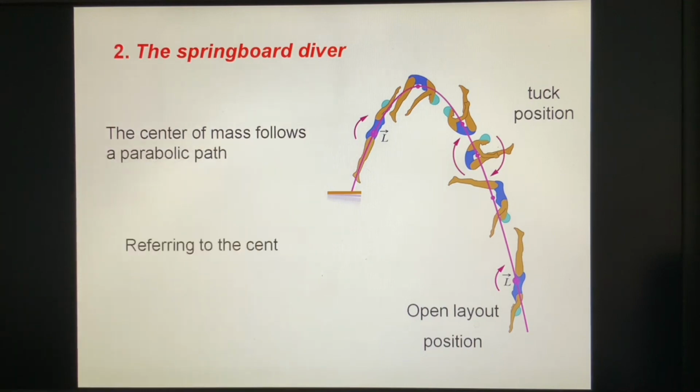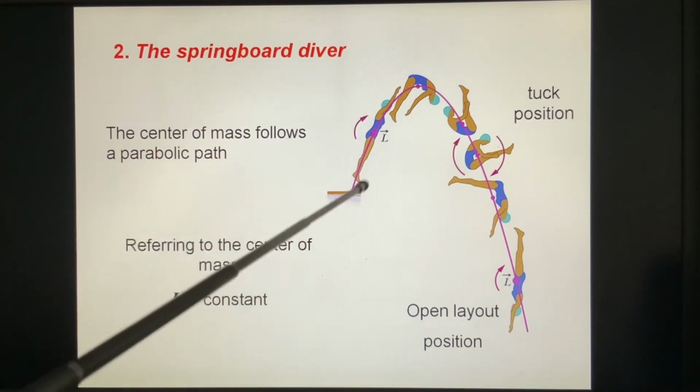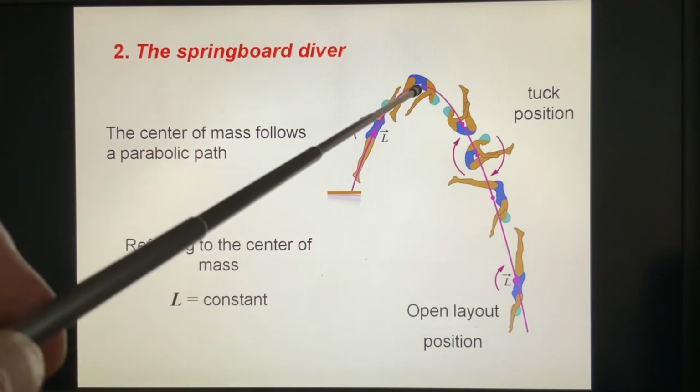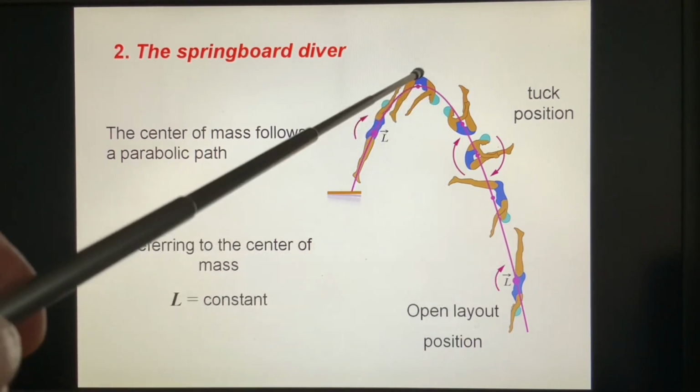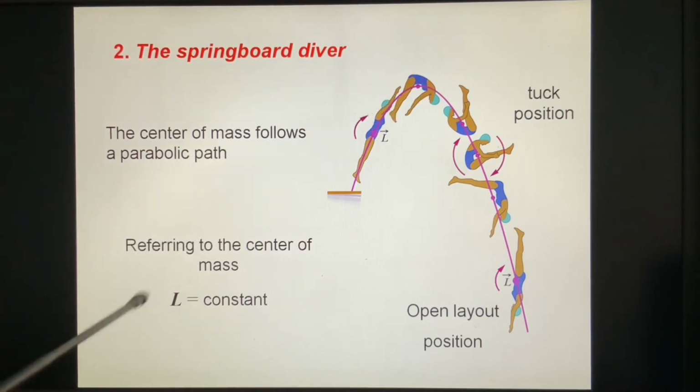Referring to the center of mass, because all the torque equals zero, you have a gravitational force, but it acts through the center of mass, so the torque is zero, so the angular momentum is constant.